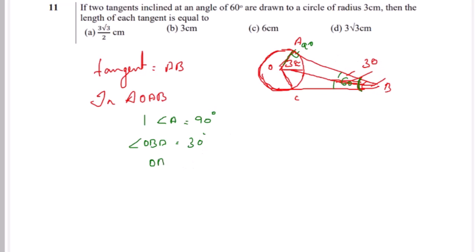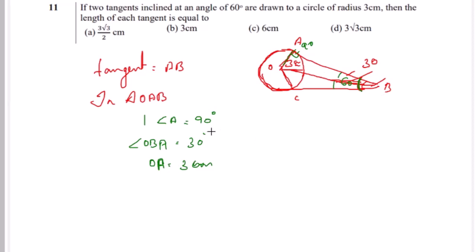What is the length of OA? OA we are given. What is the radius of this circle? That is equal to 3 centimeters. So OA is equal to 3 centimeters. So angle OBA is equal to 30 degrees, angle A is equal to 90 degrees, OA is equal to 3 centimeters. Now we have to find the length of AB.